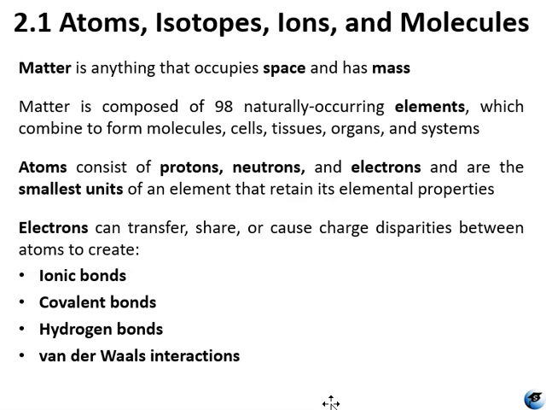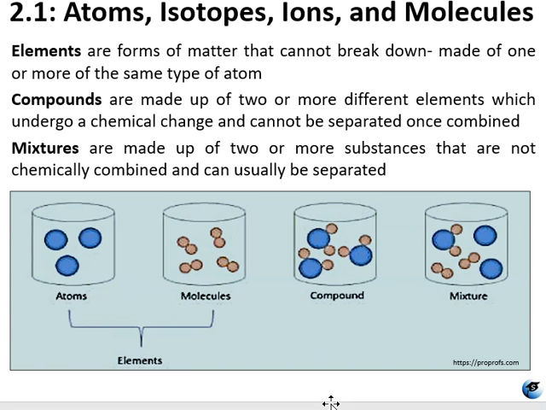Elements are made up of atoms. Atoms are the smallest units of an element that retain its elemental properties. Atoms consist of protons, neutrons, and electrons. And interactions between the electrons of different atoms allow for ionic bonds, covalent bonds, hydrogen bonds, and van der Waals interactions. When two or more different types of elements combine, they form what is known as a compound.